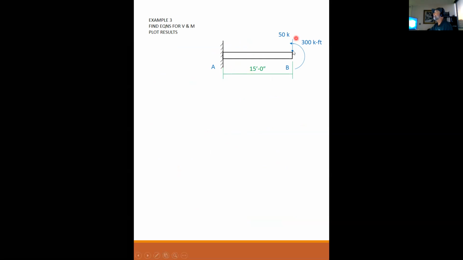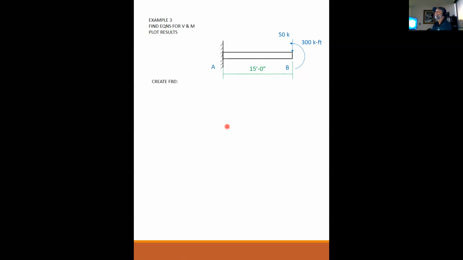I have a point load pushing down of 50 kips. I have an applied moment at the end of counterclockwise 300 kip feet. Okay, so what's the first step?